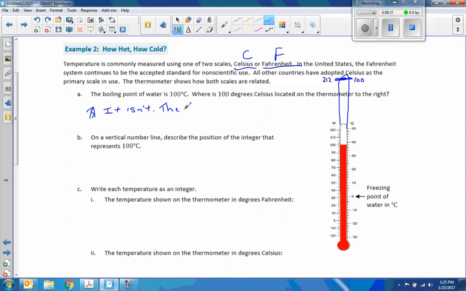The scale only goes to 50 degrees Celsius. On a vertical number line, describe the position of the integer that represents 100 degrees Celsius. So that would be 100 units or degrees above 0.